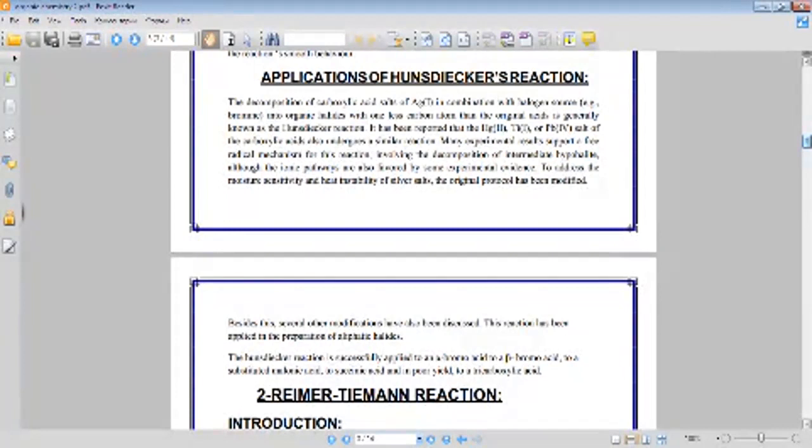ionic pathways are also favored by some experimental evidence. To address the moisture sensitivity and heat instability of silver salts, the original protocol has been modified. Besides this, several other modifications have also been discussed. The reaction has been applied in the preparation of aliphatic halides. The Hunsdiecker reaction is successfully applied to convert an alpha-bromo acid to a beta-bromo acid, then substituted malonic acid to succinic acid, and in poor yield to tricarboxylic acid.